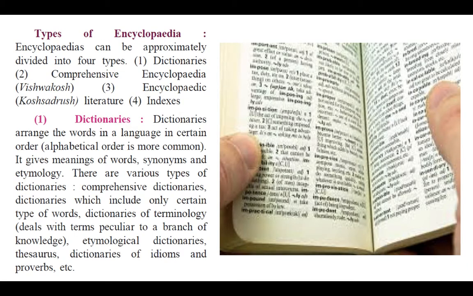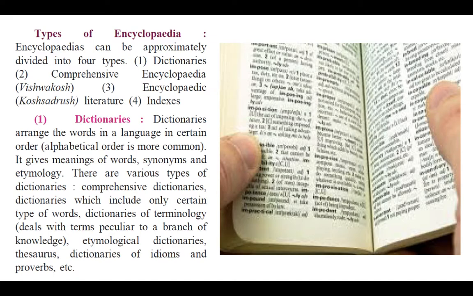Now, there are different types of encyclopedias. Encyclopedias can be approximately divided into four types. You have dictionaries, you have comprehensive encyclopedias, also known as Vishwakhosh. You have encyclopedic literature, known as Kosha Sadrusha. Indexes, okay, you've already done indexes, so it'll be easier for you to understand.